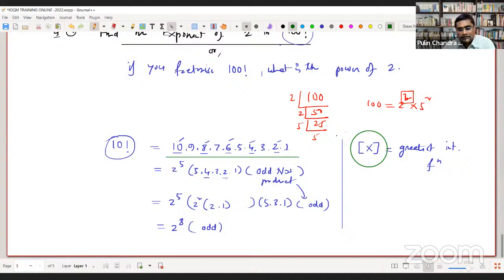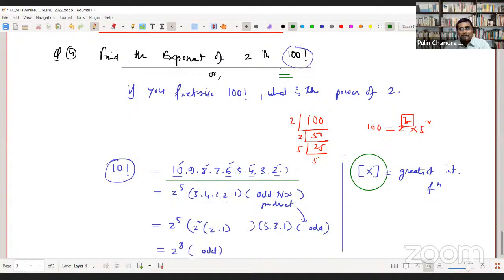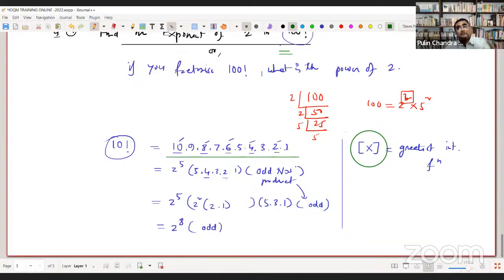एंड योर होमवर्क इज दिस, यू हैव टू डू 100 फैक्टोरियल. 100 फैक्टोरियल नहीं, कोई भी फैक्टोरियल का कर सकते हो. Once you do one problem, you can do the other problem as well. Not only for factorial, exponent of 2, but you can look for exponent of 3. You can look for exponent of 5, like this.